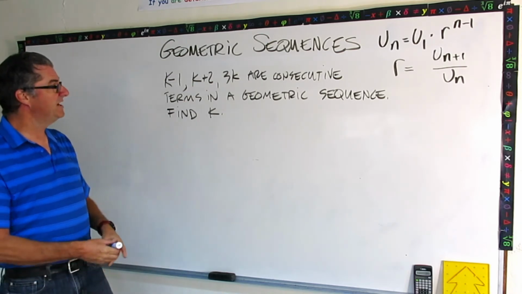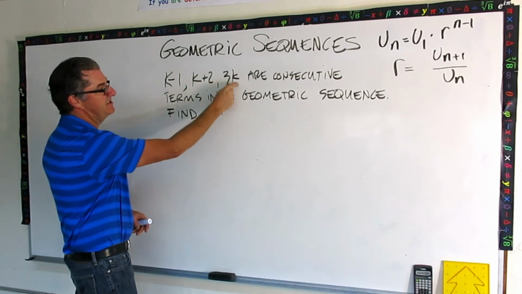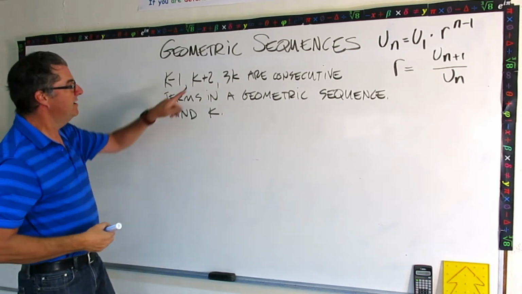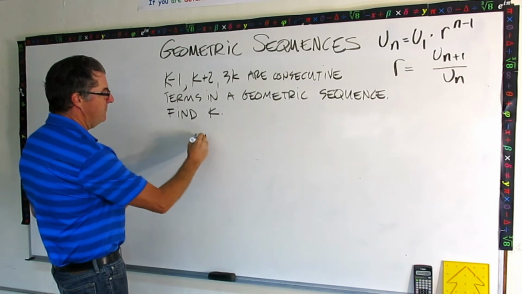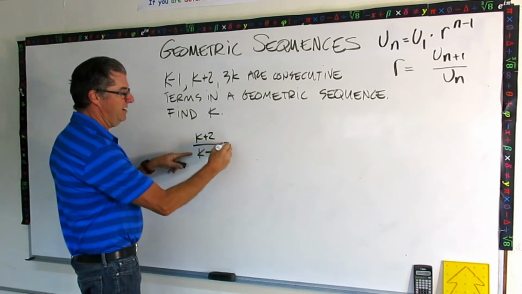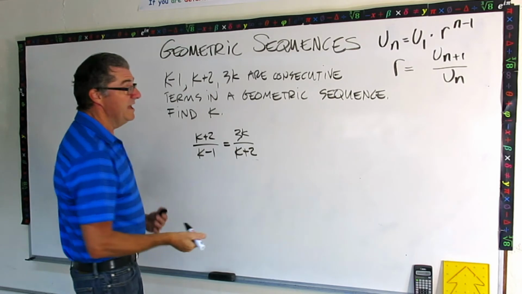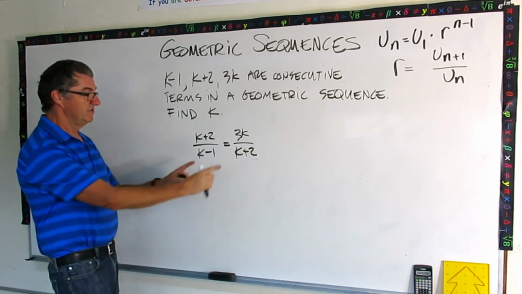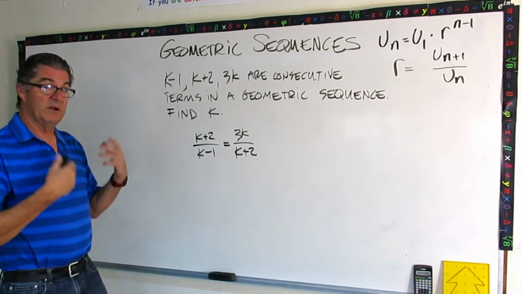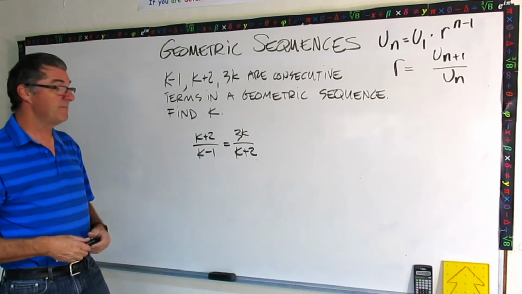Okay, now if you realized that this divided by that has to be the same as this divided by that, you're right, because the common ratio is that way. So if we divide k plus 2 over k minus 1, that's the common ratio. Now 3k over k plus 2 is also the common ratio. So these two fractions have to be equal to each other. So now it's just algebra. We're going to wind up with a quadratic here, so the solution is going to be a little bit more complicated, but it's essentially the same process.